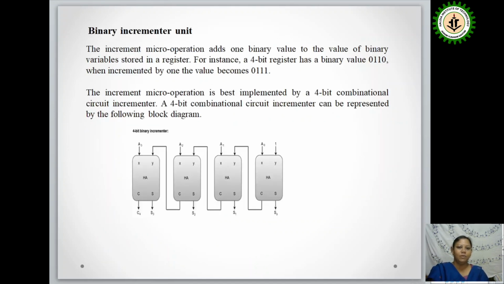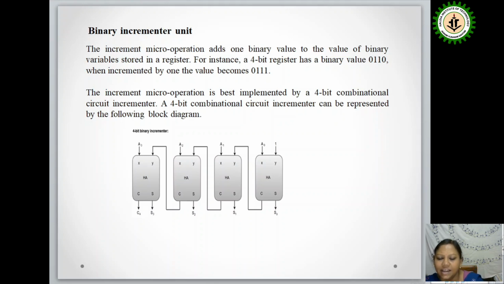Now the next important point is the binary incremental unit. Why do we study it? Because all our arithmetic units are based on the increment operation, decrement operation, addition and subtraction operations. So that's why we study the binary incremental unit.